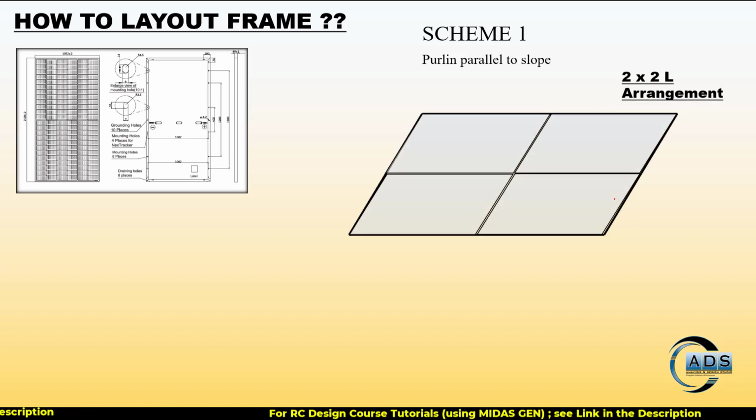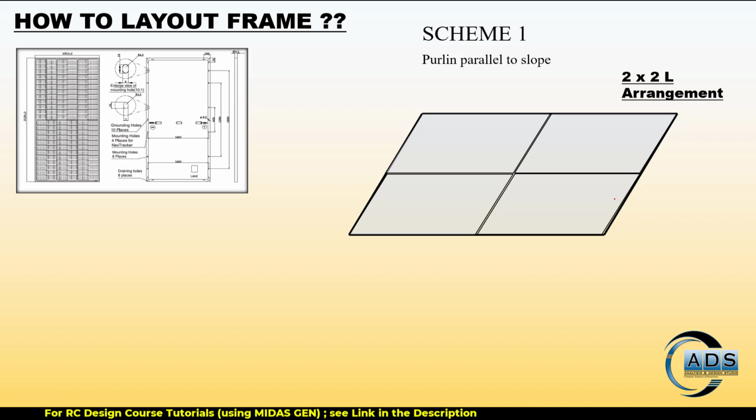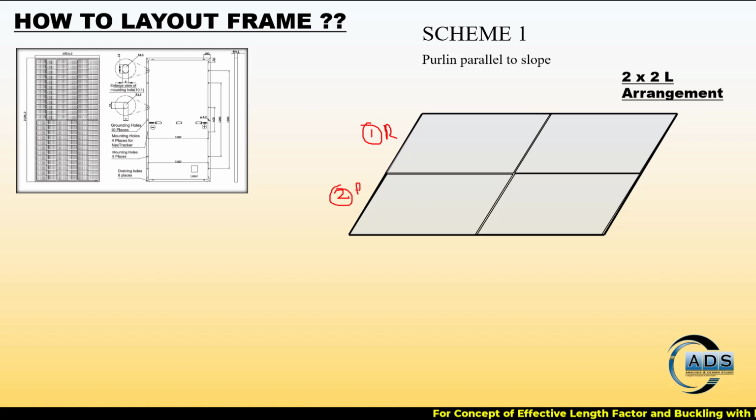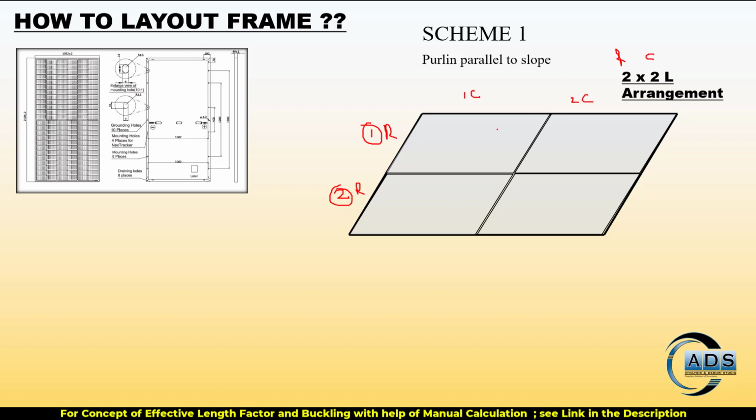For example, we have selected the 2 by 2 L arrangement. It is said that 2 by 2 means 2 are the rows, first row and the second row, and 2 means column, first column and the second column. So there are 2 by 2, and L means the landscape orientation.